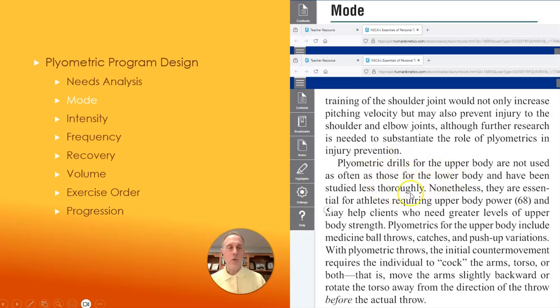When you look at the two, you'll find more research on one than the other, and they talk about this in the book in terms of lower bodies a little bit more. And they go into plyometrics for the upper body, which include medicine ball throws, catches, and push-up variations. And the catches, again, I wish they would have delved into this a little bit more.